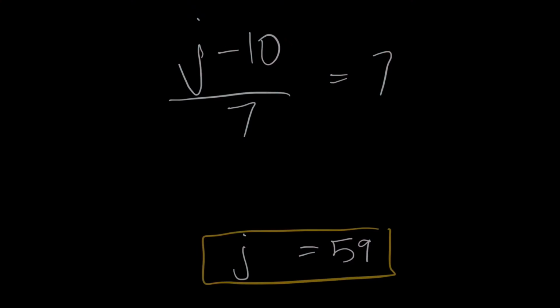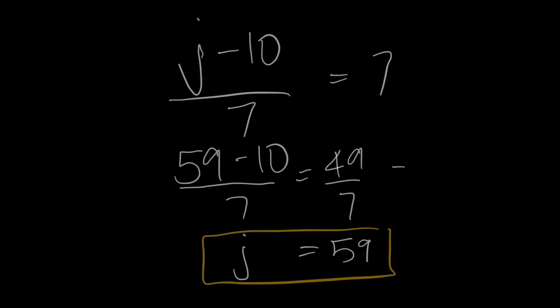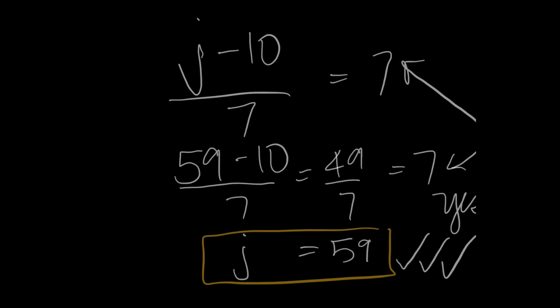Now let's check the answer for our last example. If we think j is 59, then we substitute it for j, and we get 59 take away 10 over 7. That gives us 49 over 7, which does indeed match the 7 up top. So that tells us that our answer is correct and j is equal to 59.